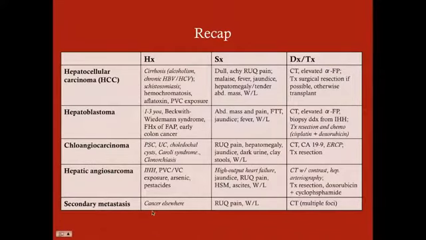Secondary metastasis: history is usually cancer elsewhere, especially colon, lung, breast. Symptoms, again, like all of these, right upper quadrant pain, weight loss. Diagnosis is going to be via CT and various other labs that you can get based on what you suspect the original cancer to be.